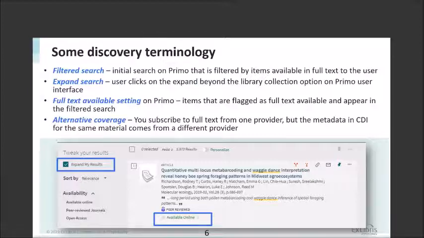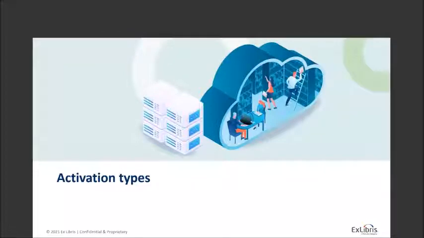Activating collections for alternative coverage is no longer needed in CDI because everything that you have in full text automatically becomes full text available and searchable. So that's a little bit of a different approach versus Primo Central. So these are the main ideas behind CDI, and also a little bit of information about the single activation.